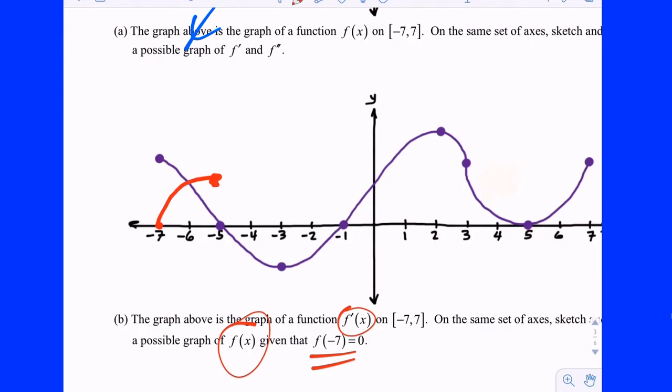From -5 to -3, we have negative y values, so we're going down. We have negative slopes, so we're concave down. So just start going down, down, down towards -3, concave down. Something like that. Doesn't matter if you cross the x-axis or not.